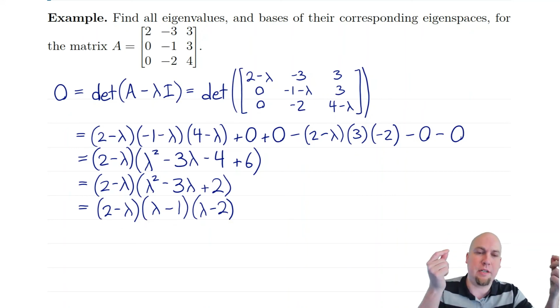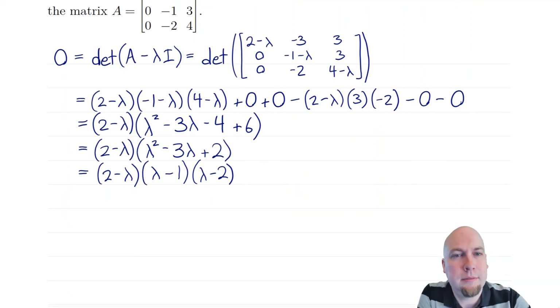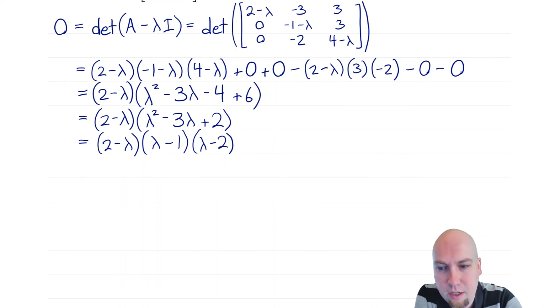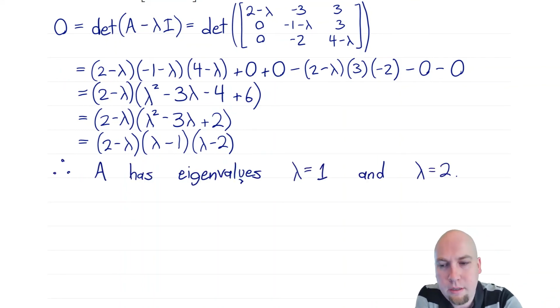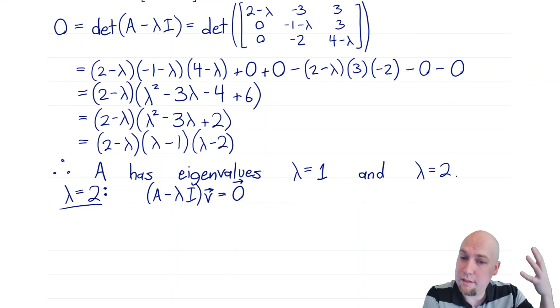Okay, so this eigenvalue 2 sort of occurred twice. We'll talk about what it means for an eigenvalue to occur more than one time in a couple videos from now, but for now it's just, hey, eigenvalues are 1 and 2. Okay, so now we're going to find the eigenvectors associated with each of those eigenvalues. And how do you do this? Well, same way as before.